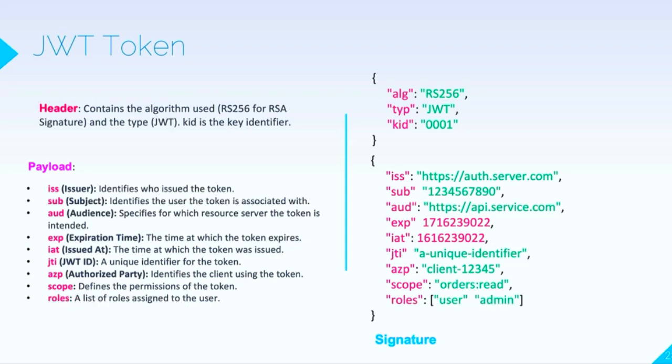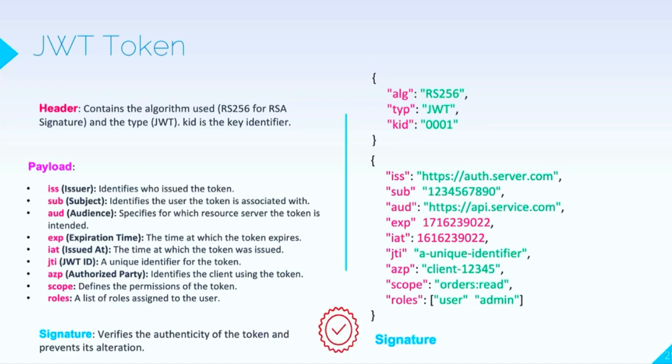Roles, the roles assigned to the user, for example a role in a hierarchical organization such as user or admin. Signature: the signature verifies the authenticity of the token and prevents its alteration. It ensures that the information within the token has not been tampered with or changed. In other words, the signature validates the authenticity of the data, confirming that the token was indeed issued by the proper authority and that its content is trustworthy.